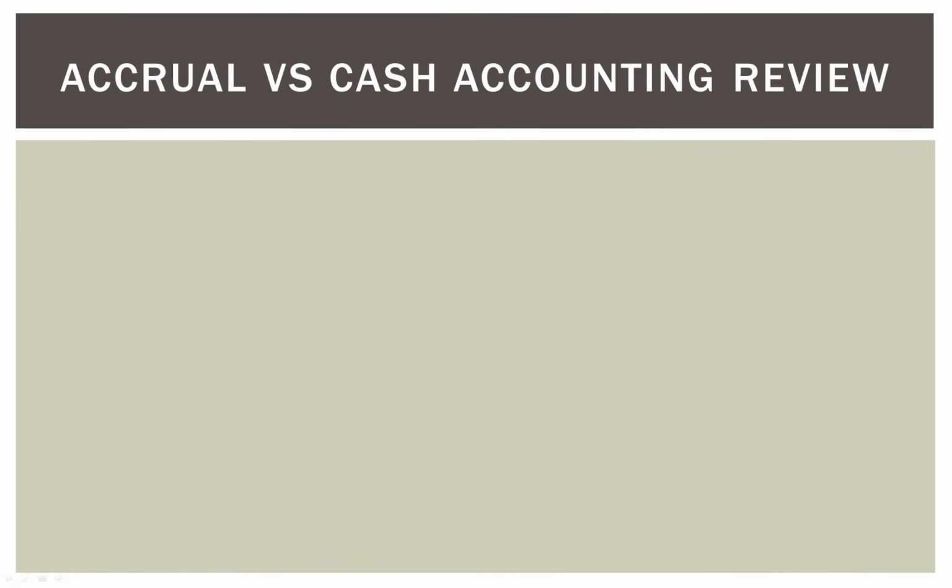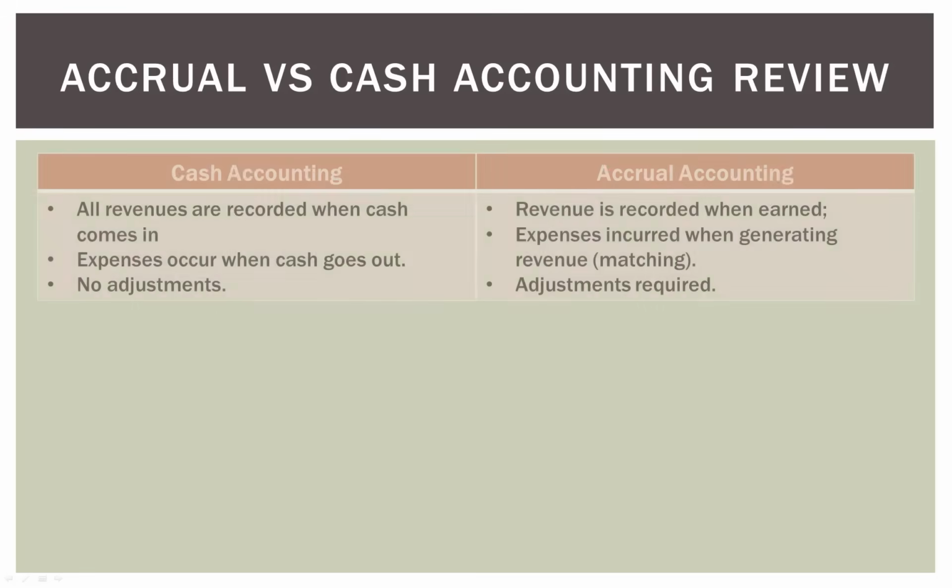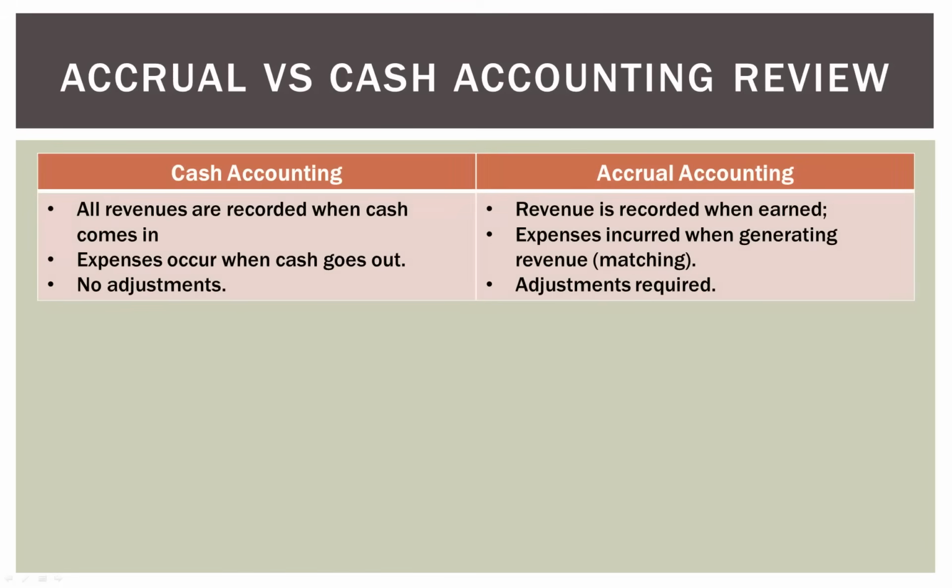All right, so that was one heck of a spreadsheet, I know, but hopefully it gave you a great idea about how accrual accounting works and how cash accounting works and the difference between them, and how all the financial statements are integrated. Just a quick review. For cash accounting, it's very simple. Revenues are only when cash comes in. Expenses are only when cash goes out.